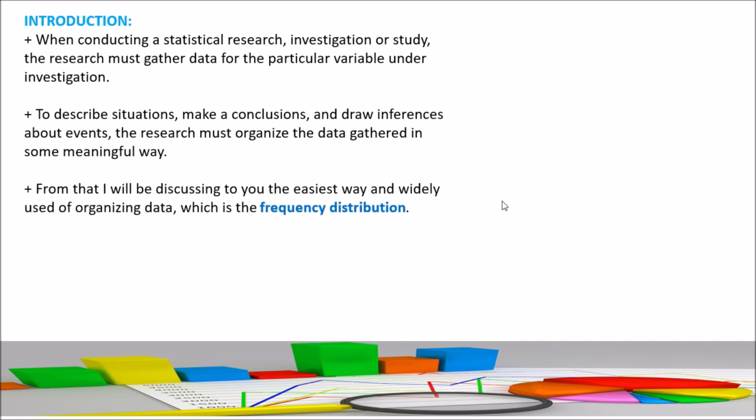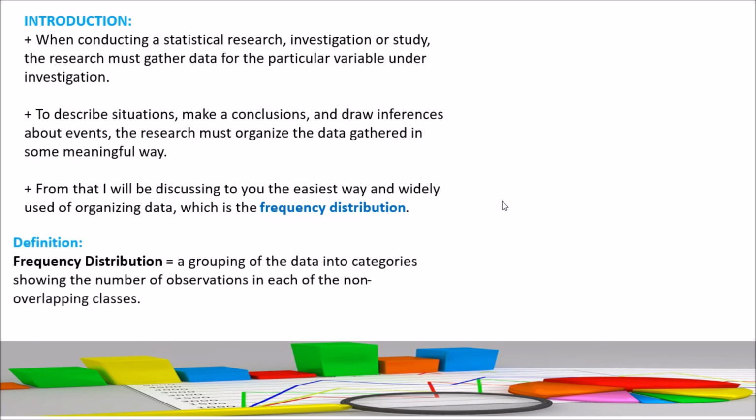From that, I will be discussing to you the easiest and most widely used way of organizing data, which is the frequency distribution. To define first the frequency distribution, it is a grouping of the data into categories showing the number of observations in each of the non-overlapping classes.